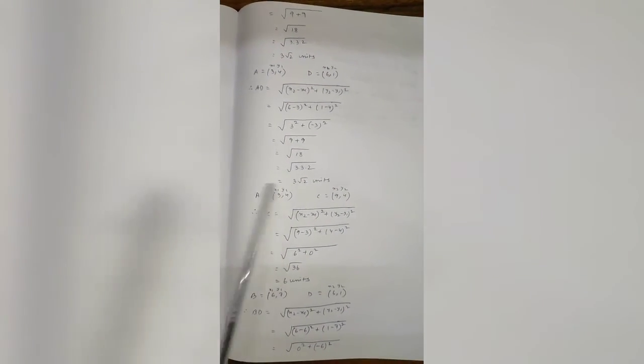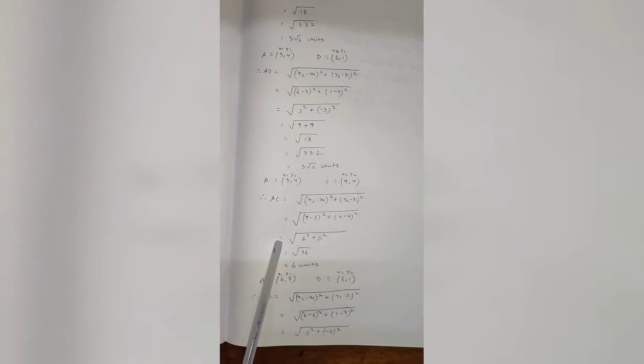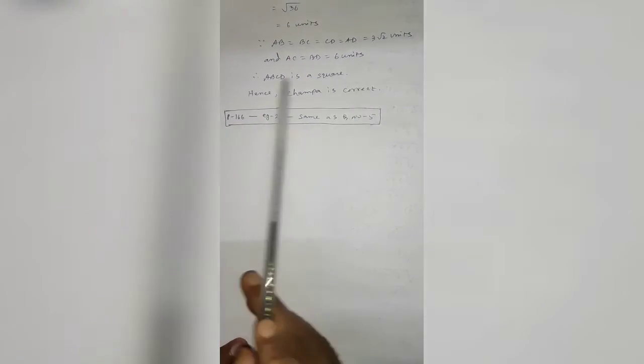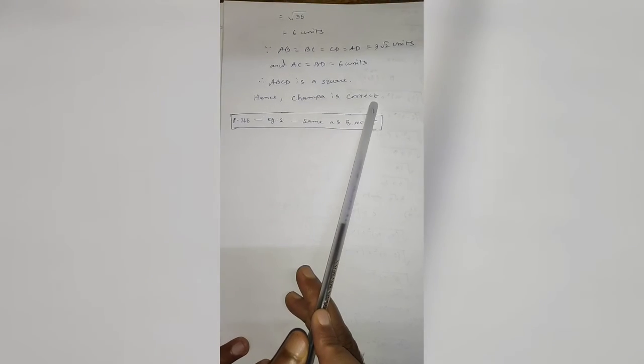All are equal. Now diagonal AC also has to be calculated. A point, C point you should calculate. It is coming out 6 units. B point, D point also you can calculate. There also you will get 6 units. Since all the 4 sides are equal to 3 root 2 units and both the diagonals are equal to 6 units, ABCD is a square. That means Champa is correct. So hence Champa is correct.